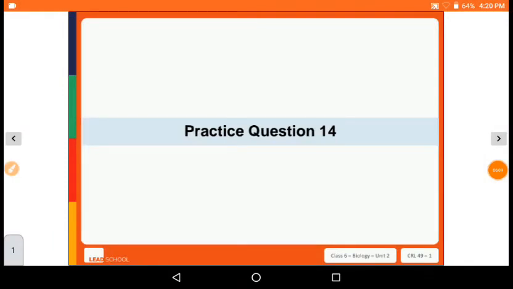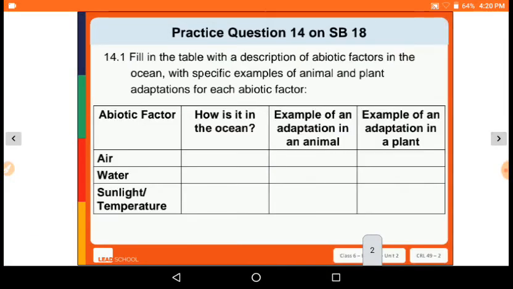Now, by use of this video, let us solve practice question number 14. First, practice question number 14 or SB18: fill in the blanks table with the description of the abiotic factors in the ocean and the specific example of animal and plant adaptation for each abiotic factor. As you know, we have already learned about the different types of habitat, so the same here, we can fill in all the information that is available in this table.